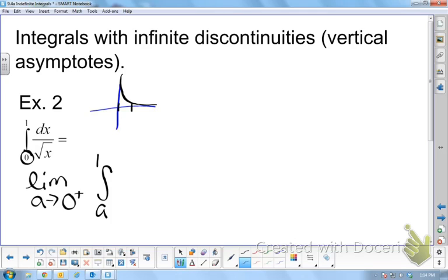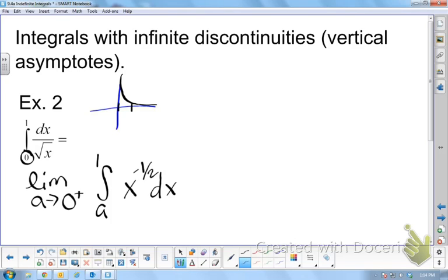We can move the dx to the side. But we have to rewrite 1 over square root of x before we can integrate. How can I rewrite 1 over square root of x? X to the negative 1/2. Yeah. X to the negative 1/2. Very good.